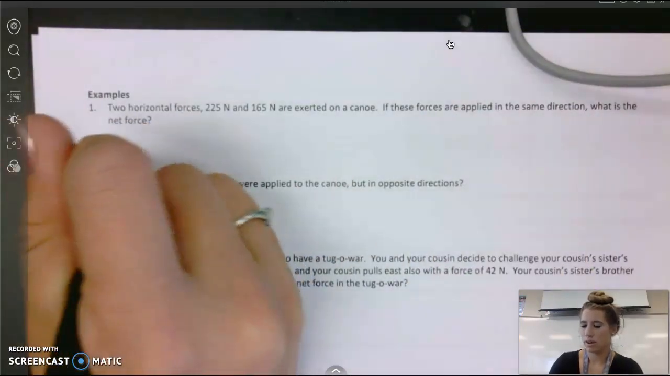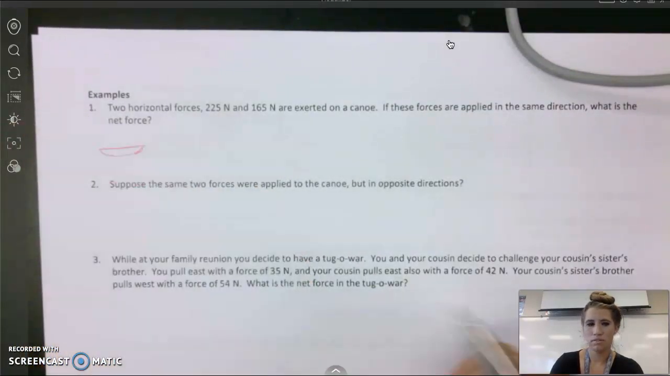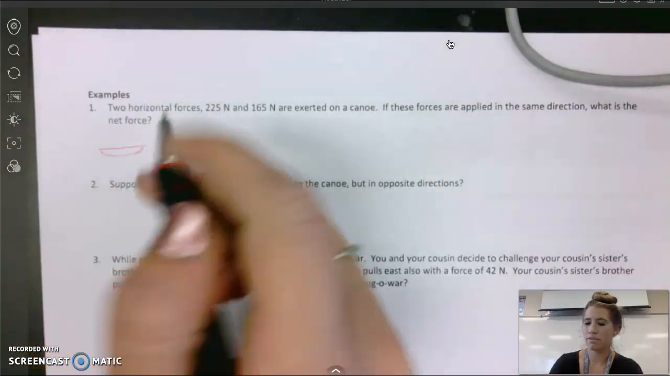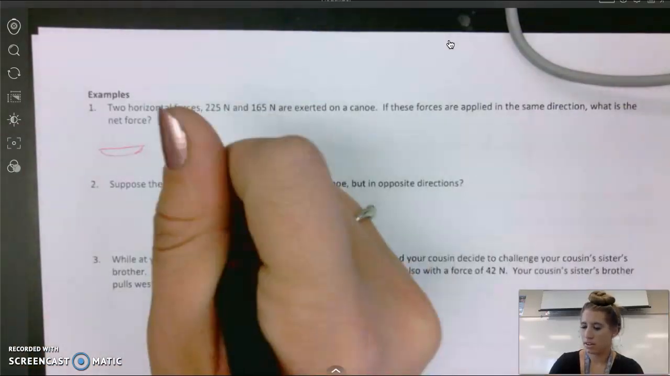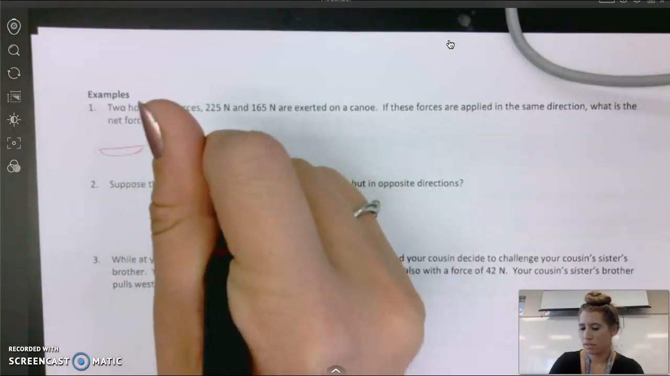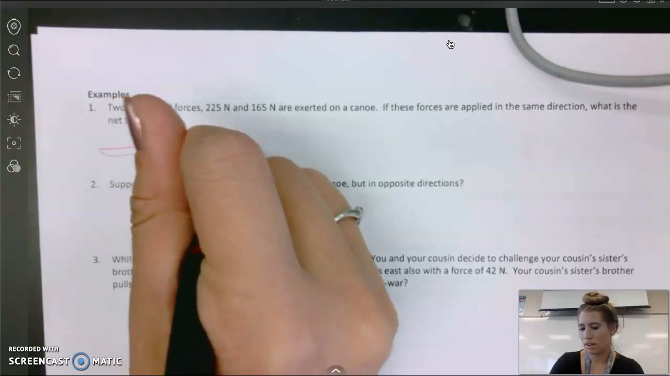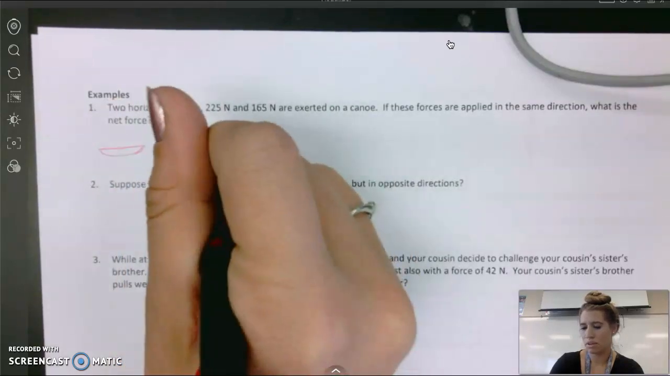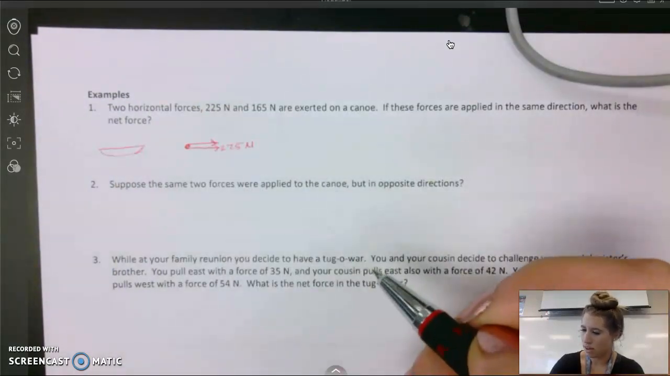Okay, so we have our canoe, and we have these applied forces. I'm going to represent the canoe with a dot, and we have 225 newtons, and then we're also going to have another one which should be smaller. I shouldn't make them the same size, so just be aware of that.